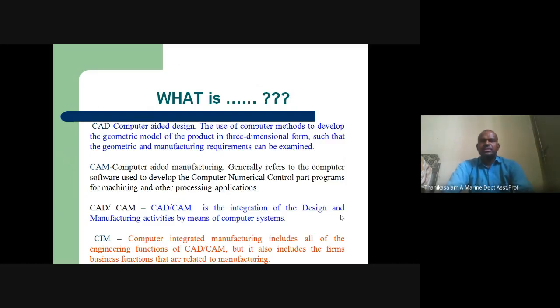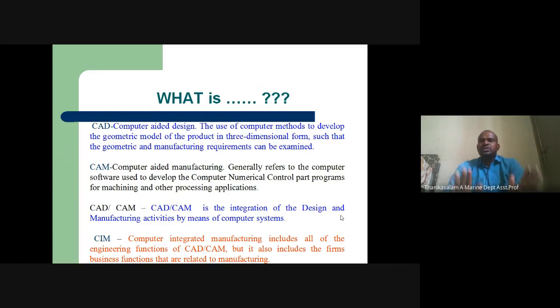What is CIM? Computer integrated manufacturing includes all of the engineering functions of CAD CAM, but it also includes the firm's business functions that are related to manufacturing. What are the business functions? Sales, marketing, purchasing, everything related to manufacturing. It is combined along with CAD CAM.